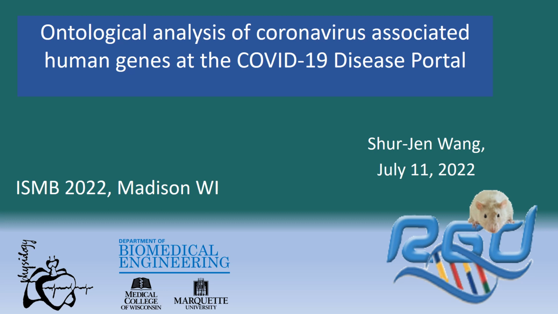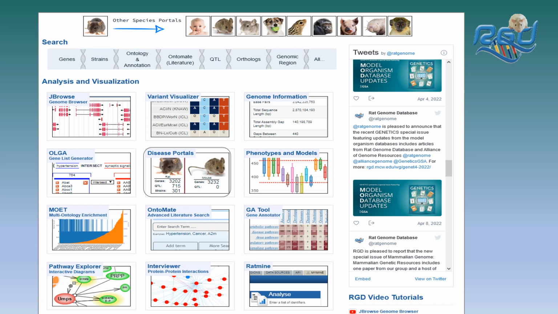Today, I'm going to talk about ontological analysis of coronavirus-associated human genes at the COVID-19 disease portal. Rat Genome Database, RGD, was established as a model organism database for rats more than 20 years ago, and now has expanded into a multiple species database for 10 species shown here. Today, I'm going to talk about the disease portal, which is the centerpiece that links these 10 species together.